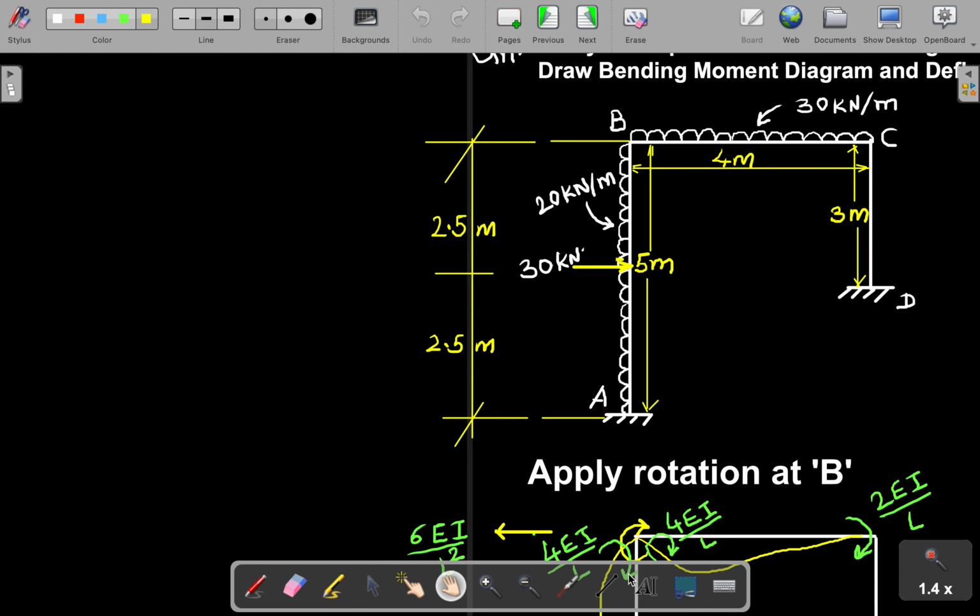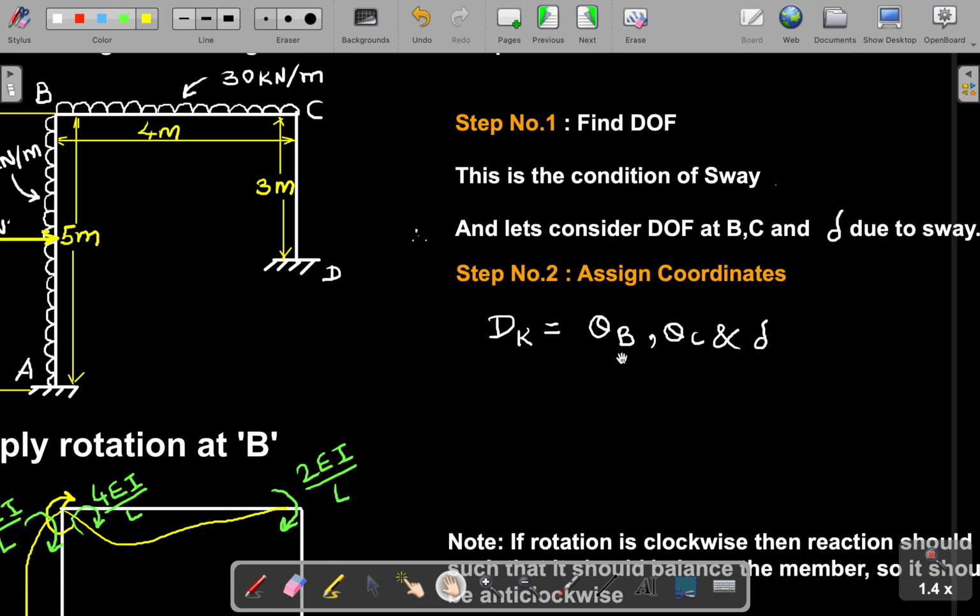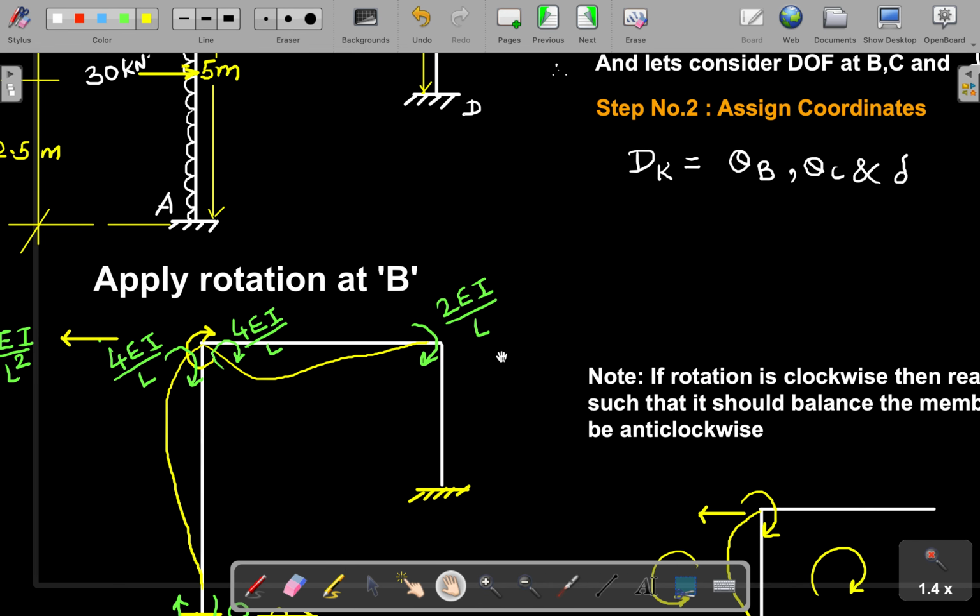So if these are the two members, this swaying amount is delta for this particular frame, and this is C. That's why our d k is theta B, theta C, delta. So three unknowns are there.